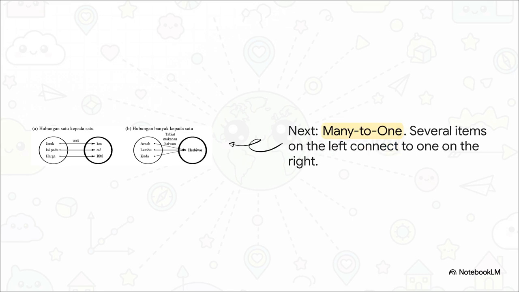Okay, next up is many to one. So take a look. We've got a rabbit, a cow, a horse, all totally different animals, right? But they all have one thing in common. They're all herbivores. So you have many different items on the left, all connecting or kind of funneling down to one single category on the right.